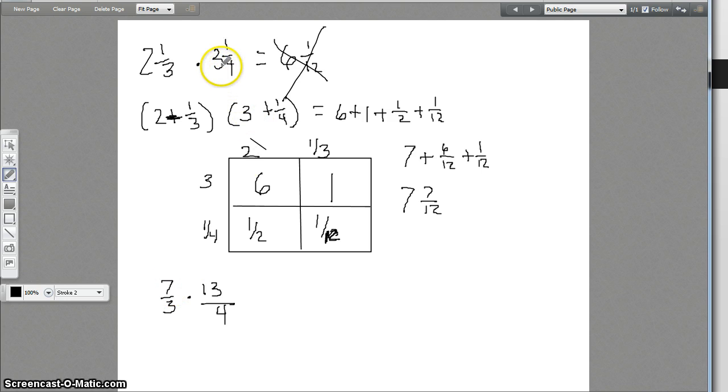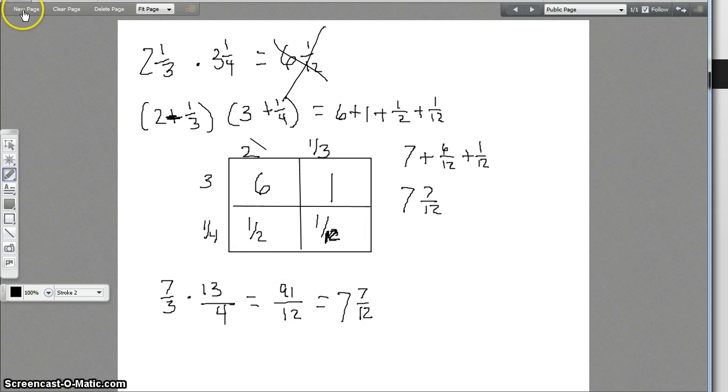For 3 and 1/4, I take my whole number 3, multiply it by the denominator, 3 times 4 is 12, and then I add the numerator, 12 plus 1 is 13, 13/4. So when I multiply 7 times 13, I get 91. When I multiply 3 times 4, I get 12. And then I can divide the 12 into 91. 12 goes into 91 7 times with 7 left over, so that's 7/12. 7 and 7/12. We get the same answer either way.